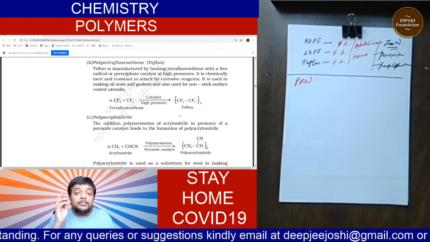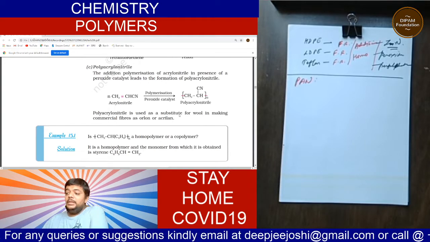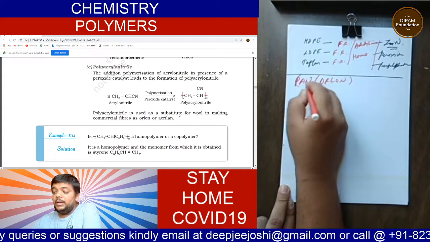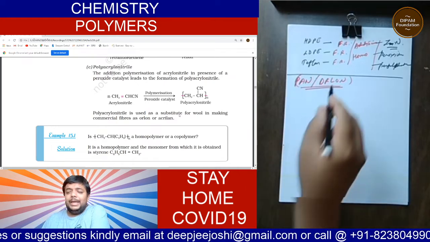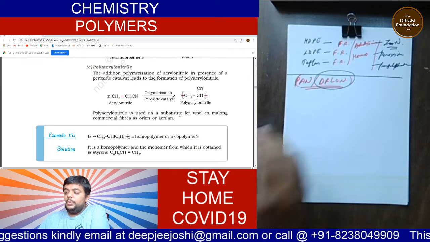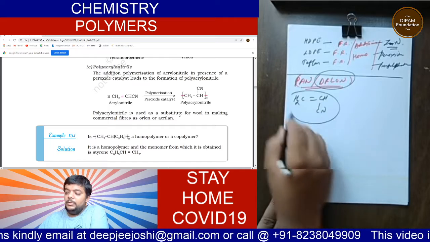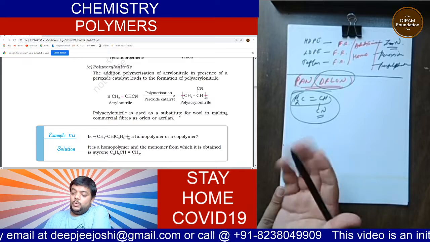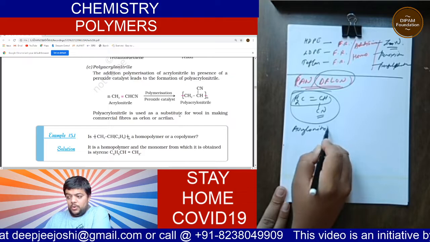Moving towards the fourth one, popularly known as PAN, polyacrylonitrile. This PAN has multiple names. Polyacrylonitrile is also popularly known as Orlon. Remember it very well. It is also an addition reaction. In this addition reaction, you have this molecule. This is cyano. This is ethene. So you can write it as acrylonitrile as it is given in your book.